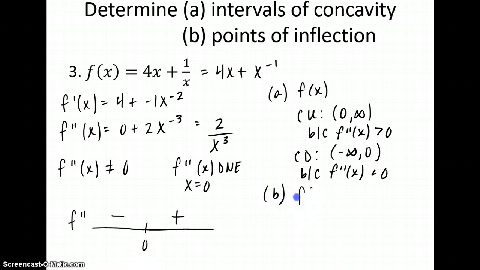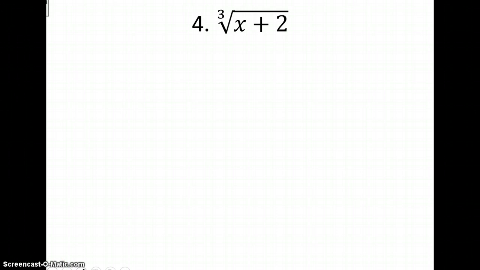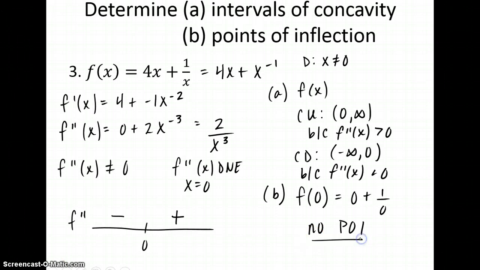So when x is equal to 0, I plug 0 back into the original function and I get 0 plus 1 over 0. Okay, well, 0 is a domain restriction from the original, and we know what a number over 0 would look like. It would be a vertical tangent line, or excuse me, a vertical asymptote, so there's no point of inflection. A change in concavity occurs, but it doesn't occur at a point. Instead, on this graph, it occurs at a vertical asymptote.